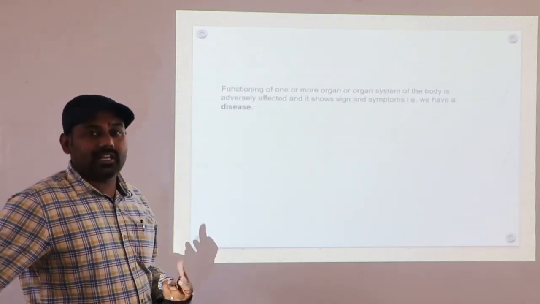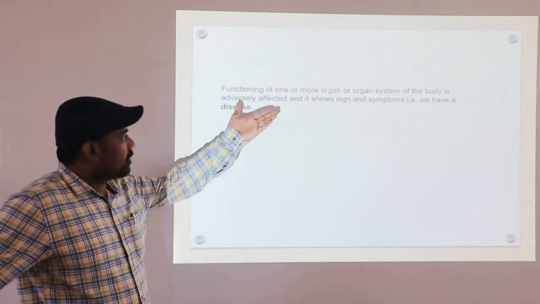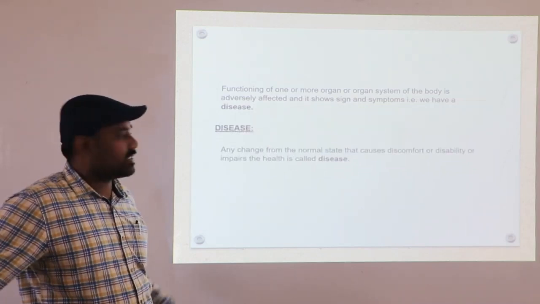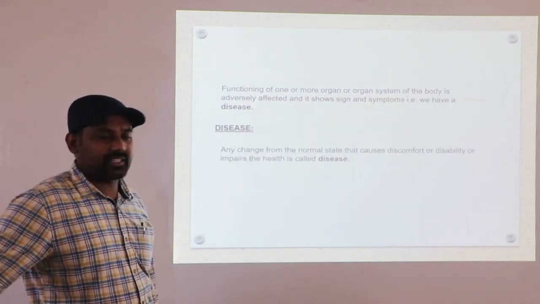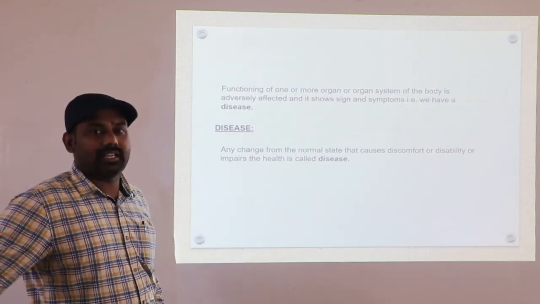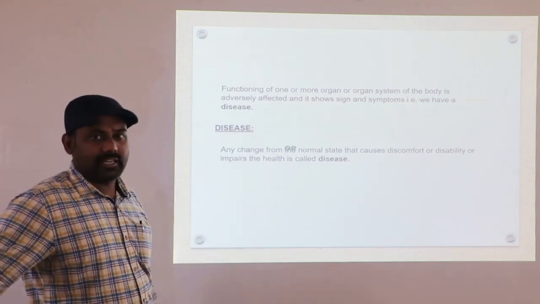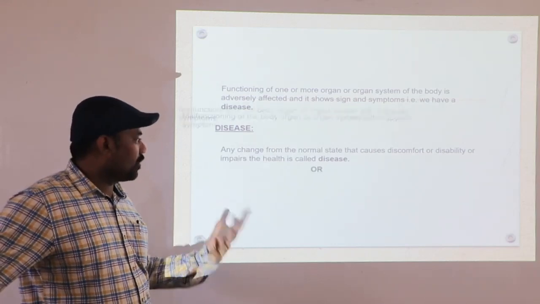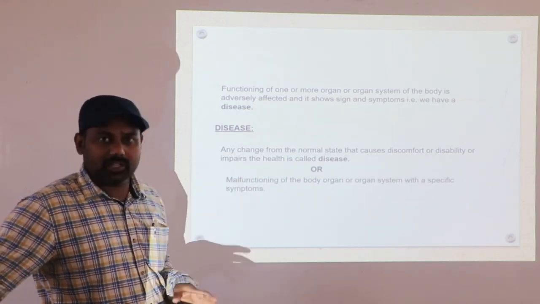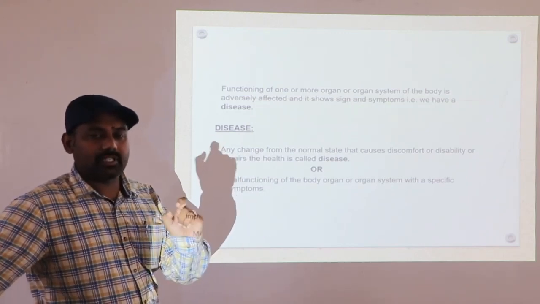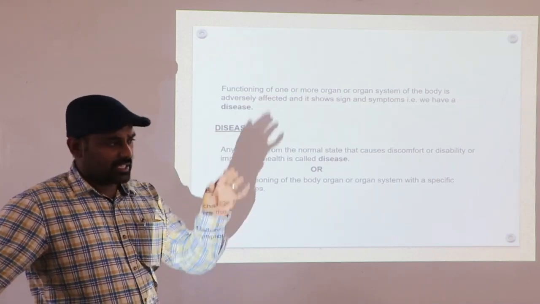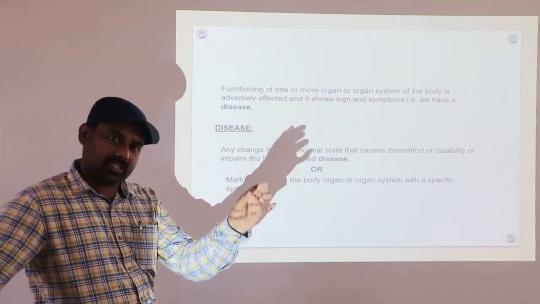So next, how are we going to understand that I am diseased? Clear? So there is one point. Next, disease. The definition of disease: any change from the normal state that causes discomfort or disability or impairs health is simply considered a disease. Clear? Or one more definition, that is the malfunctioning of a body organ or organ system with specific symptoms. The word specific symptoms refers to the fact that a specific disease has specific symptoms.